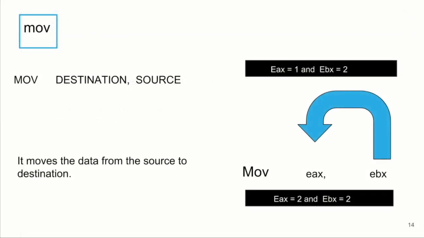Now let us see the basic instruction move. It is to move the values from the source to the required destination. For example, if EAX has the value 1 and EBX has the value 2, to move this value currently in EBX to EAX, we can use move instruction. As shown by the instruction move EAX, EBX, this will result in the value of EAX to be same as EBX, that is 2.